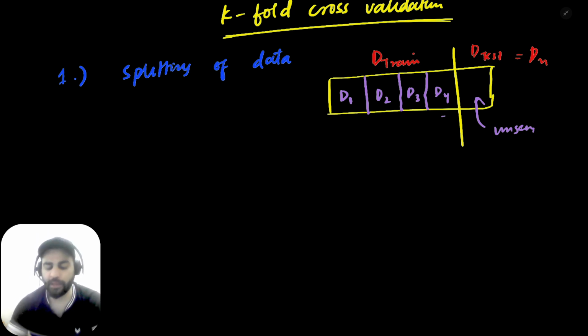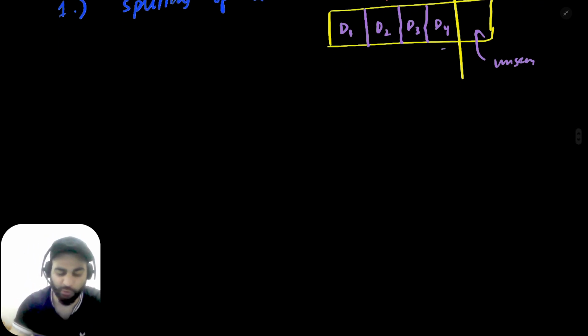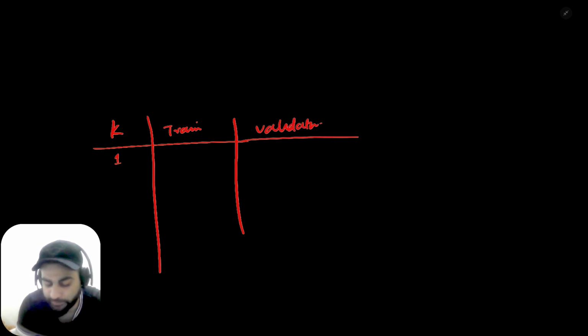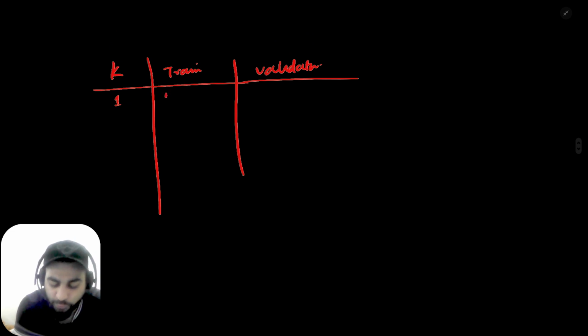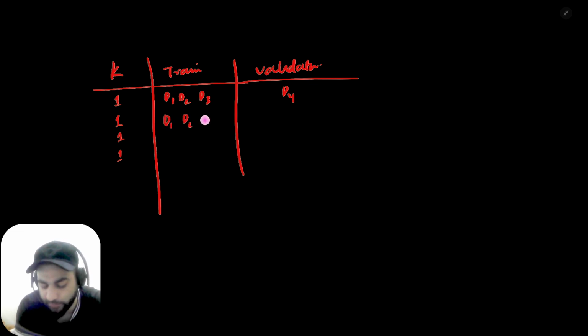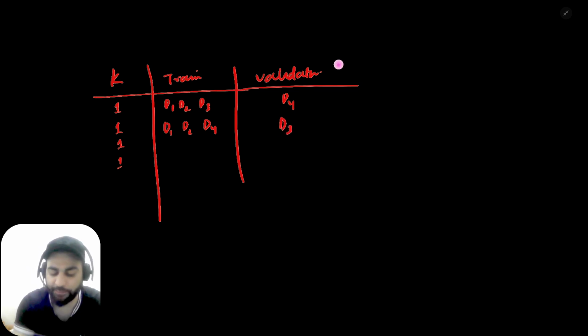Okay. Now in each iteration, we repeat this process k times. So for k equal to 1, the first thing is I'll use training and validation. For training I'll first use D1, D2, and D3, and I'll use D4 as validation. Similarly, again when k is equal to 1, I'll use D1, D2, and D4 as training, and then I'll use D3 as validation, and in parallel I'll compute the accuracies.